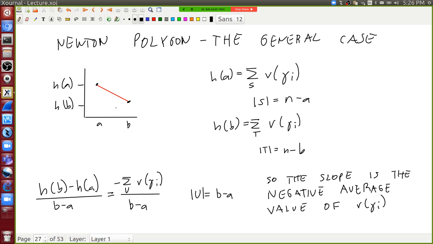The x, the horizontal distance is going to be the number of roots you had to move, and the slope is going to be the negative average value of those valuations.